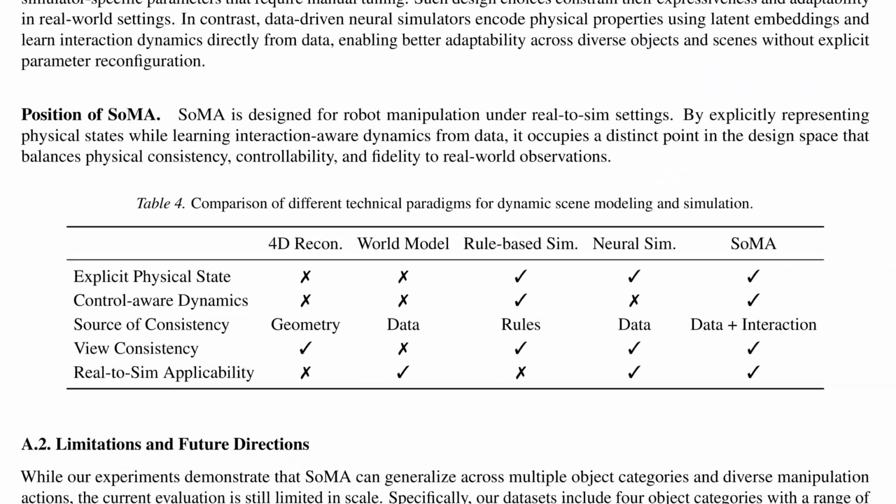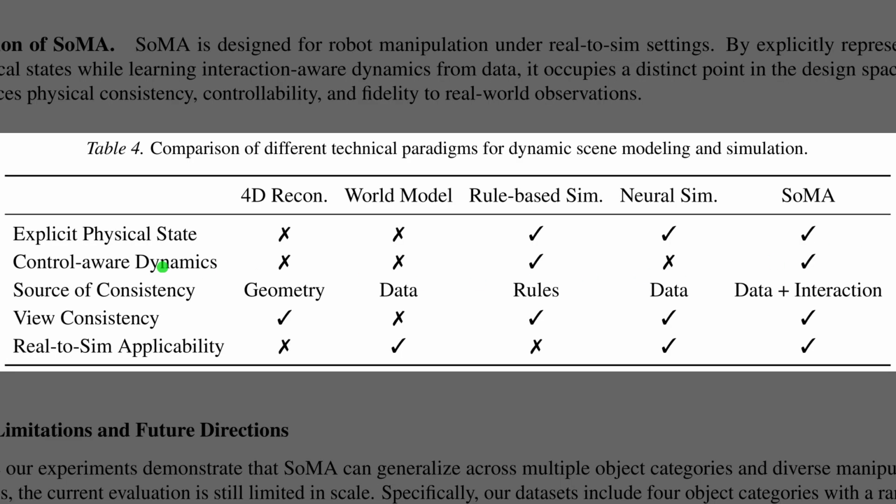Alright, finally, Table 4 positions SoMA within the broader landscape of simulation techniques. It compares the framework against alternatives like world models and rule-based simulators. A key limitation of existing approaches is visible in the fourth column, where standard neural simulators lack control-aware dynamics, meaning they cannot reliably predict how objects react to specific robot forces. In contrast, the SoMA column on the far right checks every box. By coupling explicit physical states with interaction-based consistency, it uniquely satisfies the requirements for effective real-to-sim applicability.